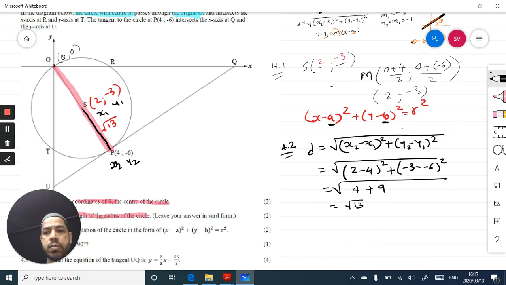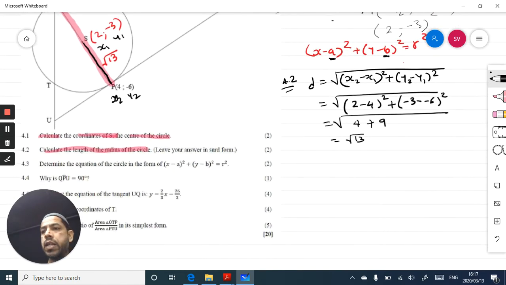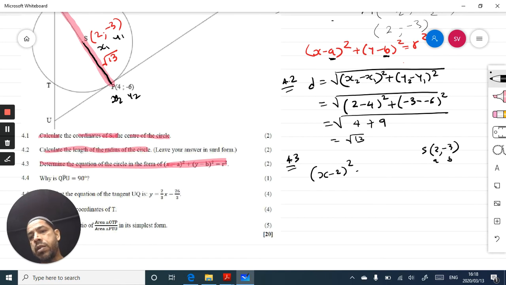Okay, so I'm done with 4.2. If I read further, question number 4.3: determine the equation of the circle in the form of (x minus a) squared plus (y minus b) squared equals r squared, which I already have. My coordinates of S are 2 and minus 3, which are my value of a and value of b. So I can say it's (x minus 2) squared plus (y minus minus 3), so it's going to be plus 3 squared, is equal to r squared.